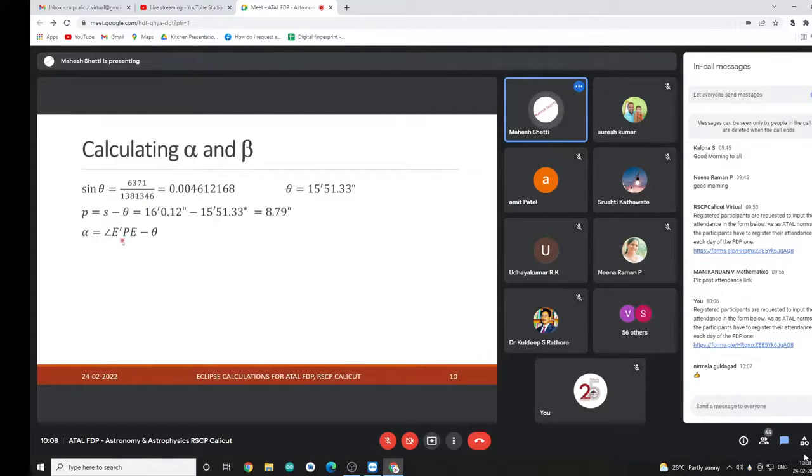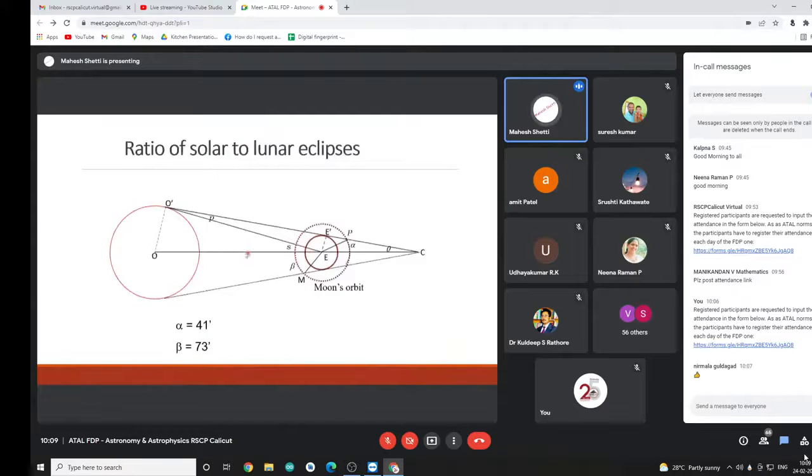Angle alpha, we already saw that it is angle E dash PE minus theta. Let us see that. So what is E dash PE? If I consider this right angle triangle, E dash PE minus theta will give me angle alpha.